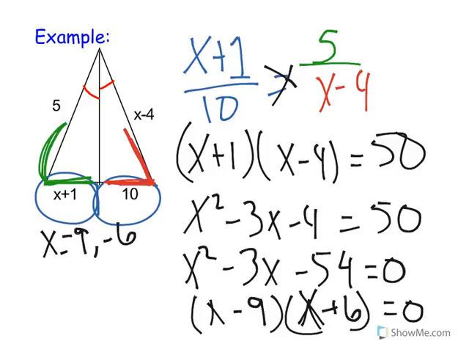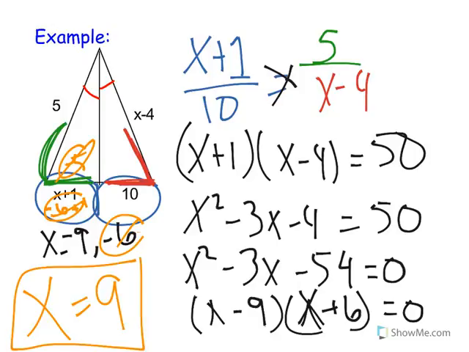Check your answers. If I put 9 in all of those places, the sides will be positive. But if I use negative 6, for example, here, then I get that side length to be negative 5, which doesn't work. So no negative 6. Final answer, x equals 9.